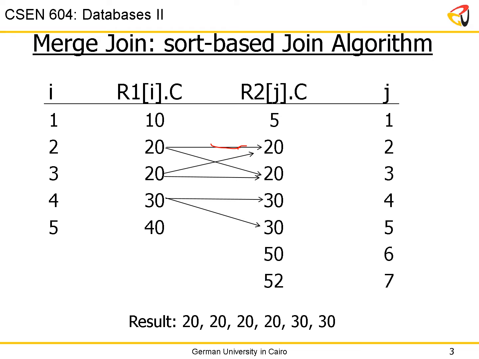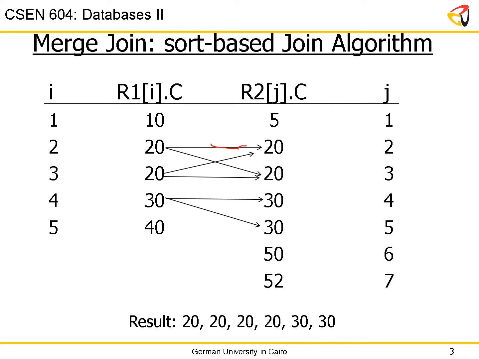If I have the entries sorted in the two columns, where it says R1 of I.C, as you see, the entries are sorted 10, 20, 20, 30, 40. And R2 J.C, the C column in R2, the entries are sorted 5, 20, 20, 30, 30, 50, 52. The idea of merge join is a kind of variation of merge sort, although it's not really sorting, but this is where it gets the name from.